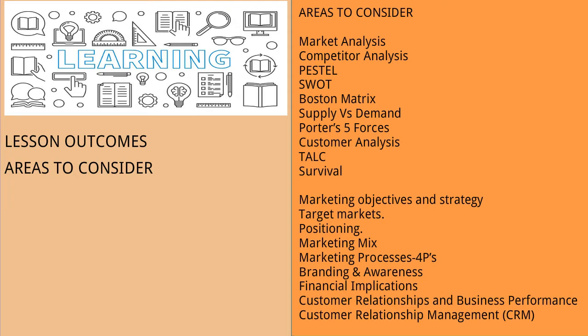Additional areas to consider for this unit include the marketing strategy and objectives, target markets, positioning, the marketing mix, the marketing process in terms of the 4 Ps, branding and awareness, financial implications, customer relationship and business performance, and customer relationship management, CRM.